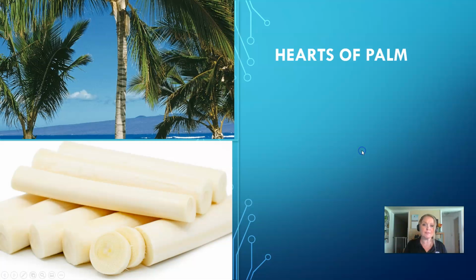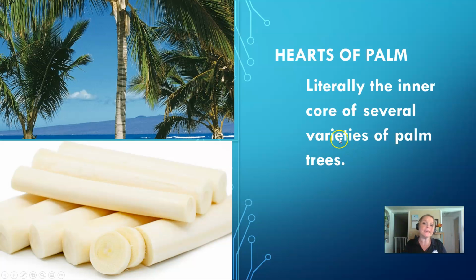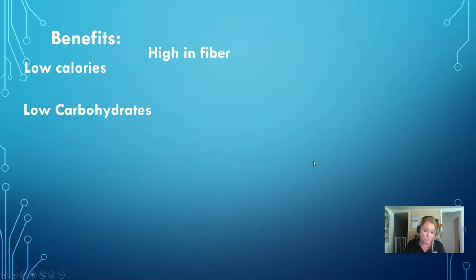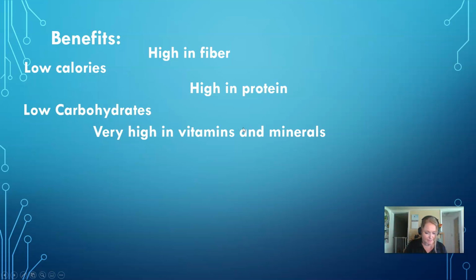Now moving on to hearts of palm. Hearts of palm, literally, just means the inner core of several different varieties of palm trees. That's what it kind of looks like when it's been stripped down and cut up like that. Now the nice thing about hearts of palm is that it is low in calories and carbohydrates. It is very high in protein for a plant source, also high in fiber, and half the carbohydrates in a serving of hearts of palm is from fiber. And the nice thing is that really makes it very low glycemic, meaning it has a very low impact on your blood sugar. It is super high in vitamins and minerals, including almost an entire day's worth of manganese.